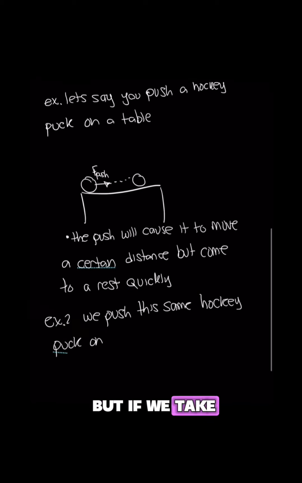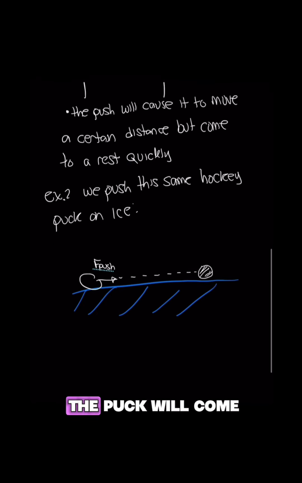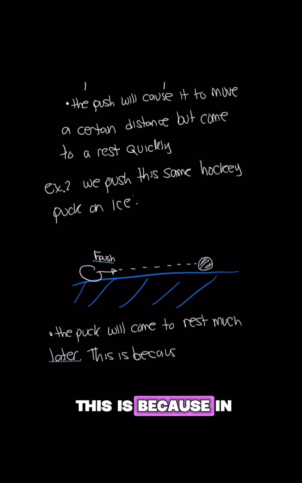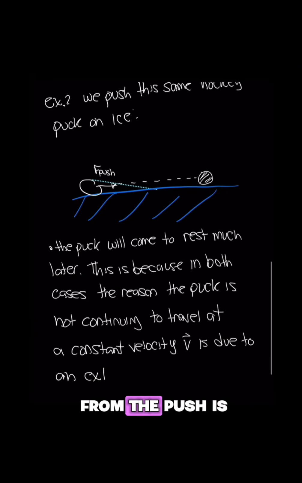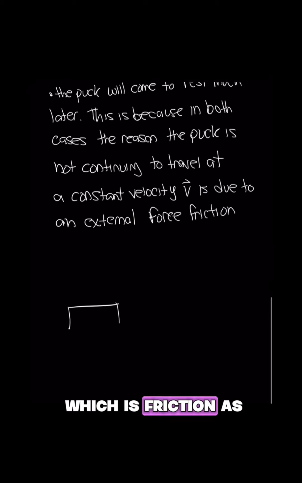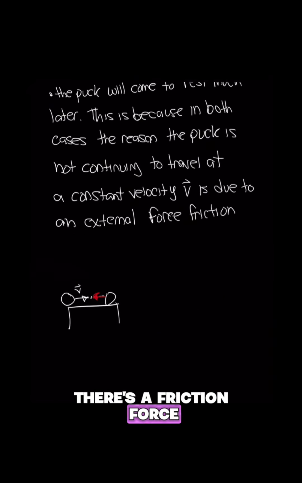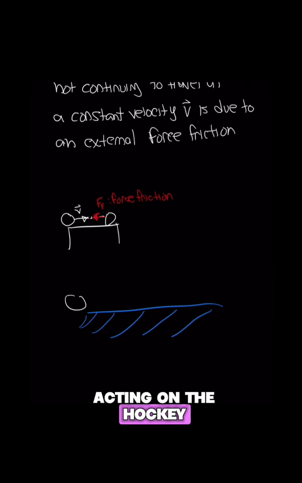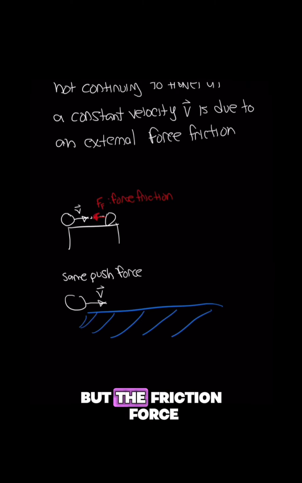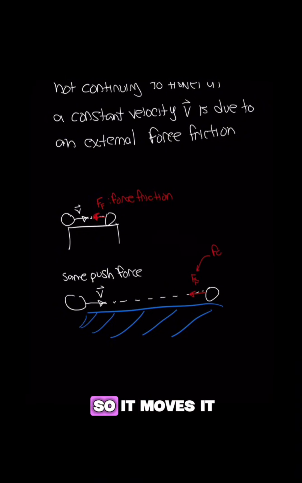of the table. But if we take the same hockey puck and push it on the ice, the puck will come to rest much later. This is because in both cases, the reason the puck is not continuing to travel at a constant velocity from the push is due to an external force, which is friction. As we can see in the table, there's a friction force acting opposite to the velocity. The same force is acting on the hockey puck in the ice scenario, but the friction force has less magnitude, so it moves it slower.